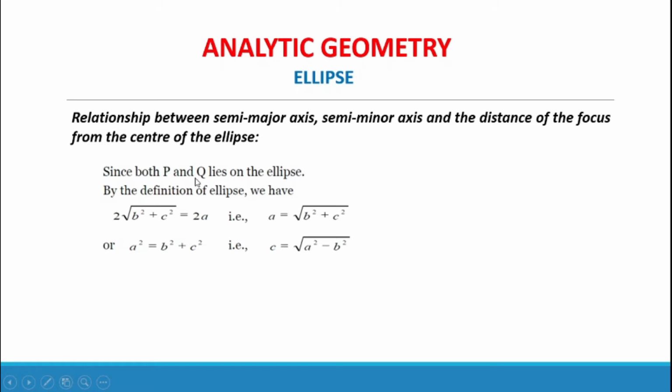Since both P and Q lie on the ellipse, by the definition of an ellipse we have 2 times the square root of b squared plus c squared equal to 2a, or a squared is equal to b squared plus c squared. And to solve for a, a is equal to the square root of b squared plus c squared. And for c, c is equal to the square root of a squared minus b squared.